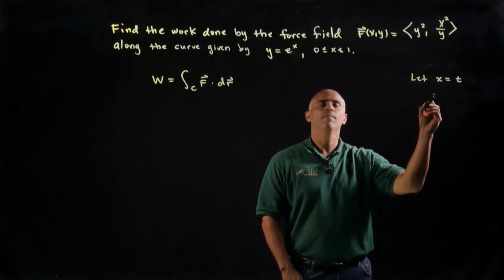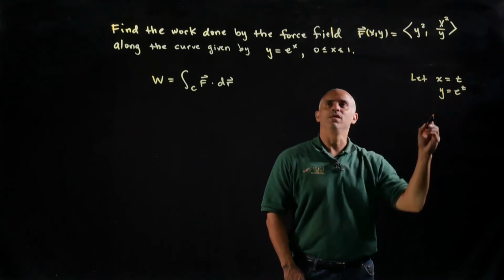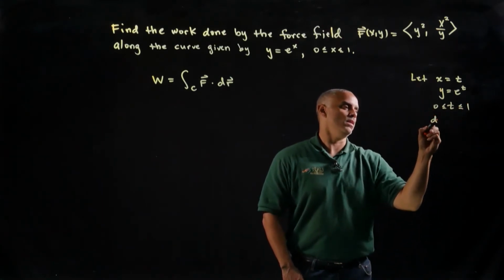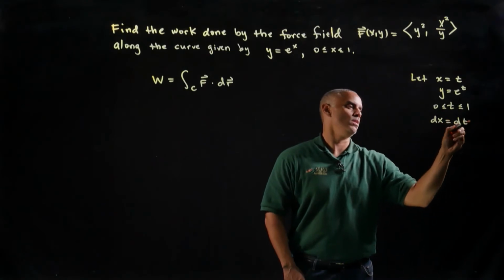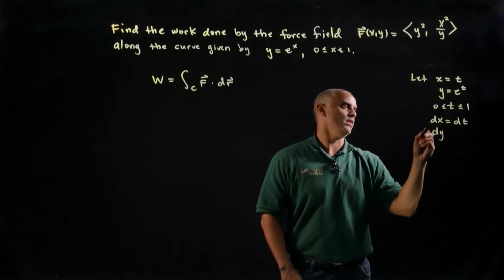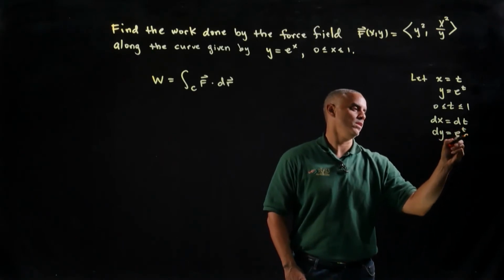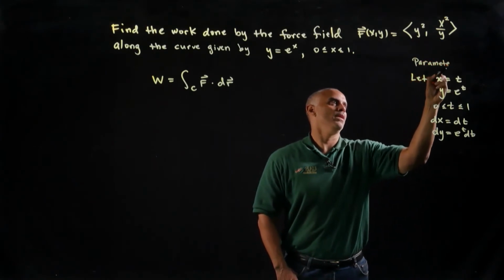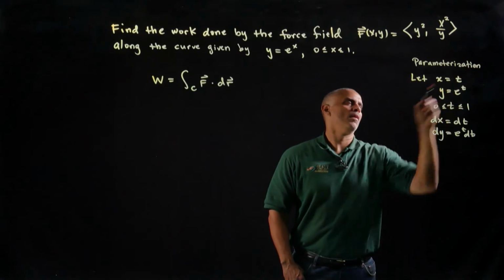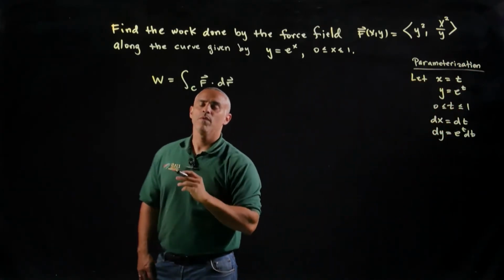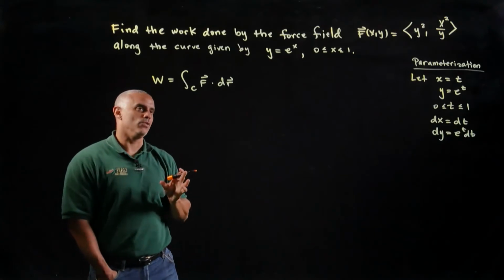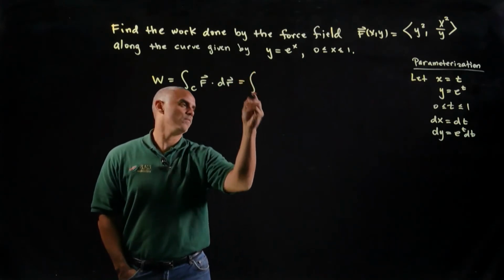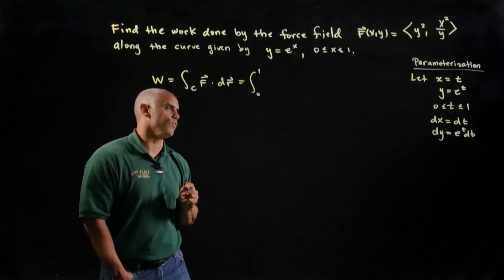So if I let x equal t, then my y is just e to the t, and t is bound between 0 and 1. And since x is t, then dx by dt is 1, or dx equals dt, and dy dt is e to the t, so my dy is just e to the t dt. So here is my parameterization that I'm going to use to write everything in my contour integral all in terms of the one parameter t. So my limits of integration I'll express as t goes from 0 to 1.